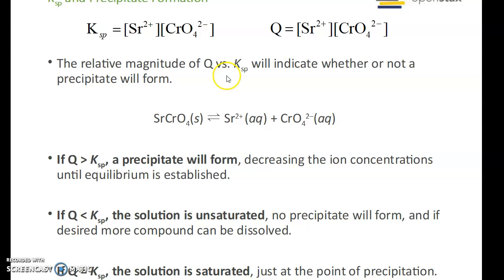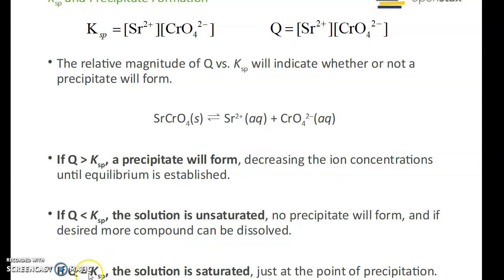So the relative magnitude of Q versus KSP will indicate whether or not the precipitate will form. If you have a solution and Q is much greater than KSP, a precipitate will form, decreasing the ion concentrations until equilibrium is established. If Q is less than KSP, the solution is unsaturated. No precipitate will form, and if desired, more compound can be dissolved. So it's unsaturated, no precipitate will form at that particular time, and more can be dissolved.